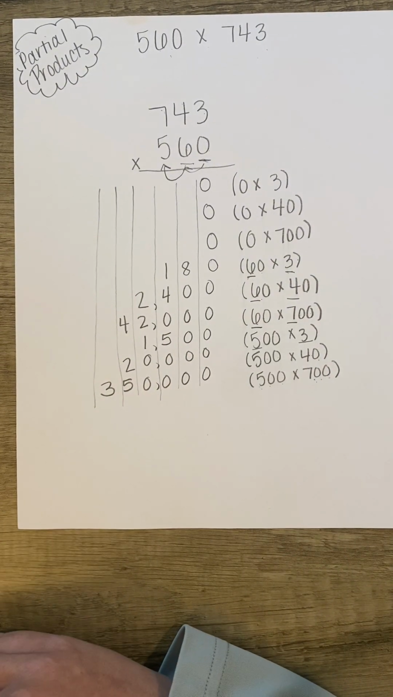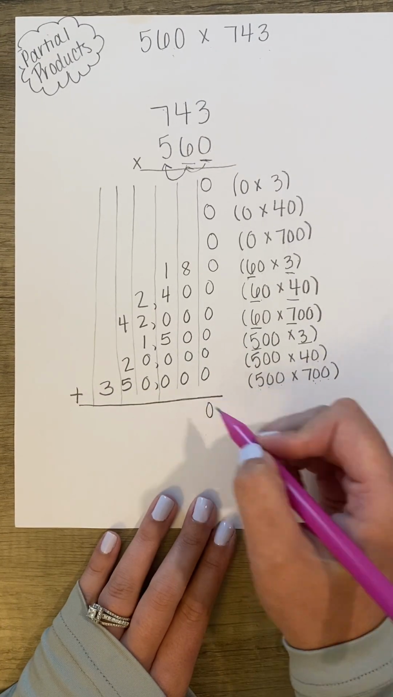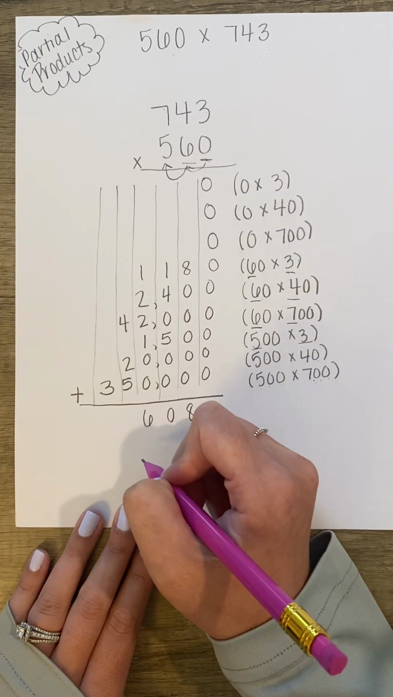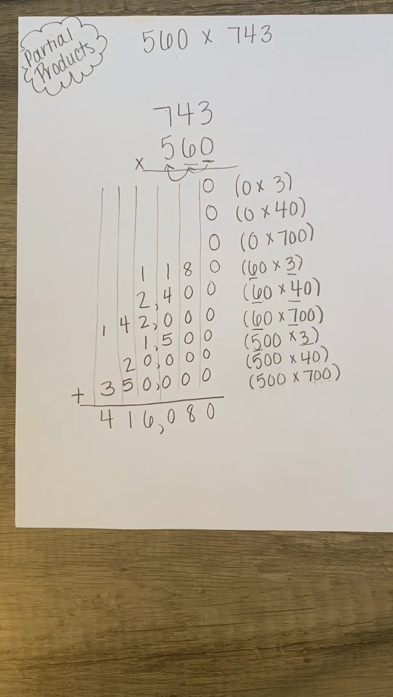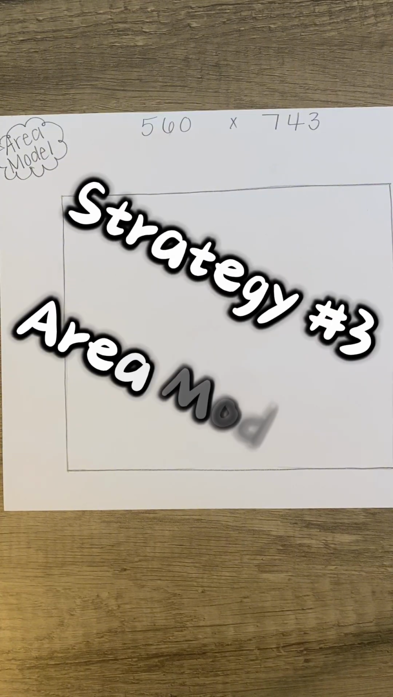And once we've got all 9 of our partial products, then we can add them. So we are left with the same product that we got using the standard algorithm, which is 416,080. The last strategy that I want to show you is our area model.